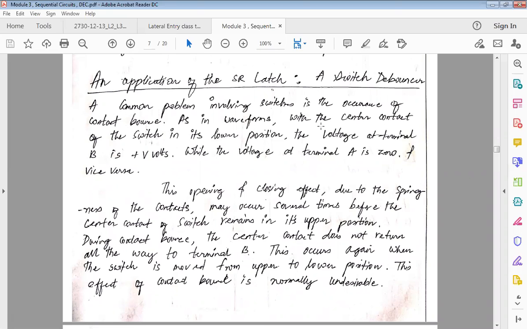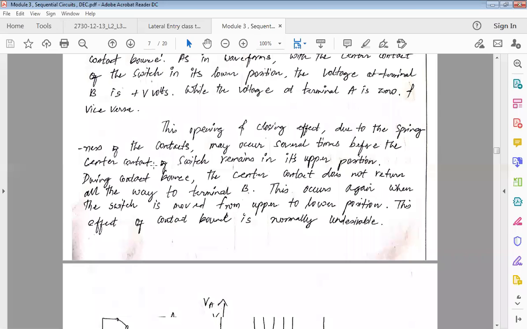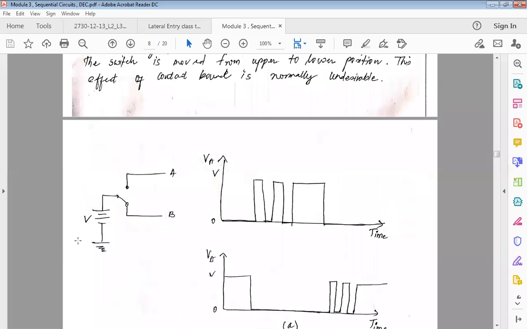As in the waveforms, with the center contact of the switch in the lower position, the voltage at terminal B is plus V volts. So we are actually referring to this diagram. We have voltage V, and this is the ground, and we have terminals A and B. This can get connected either to B, or this can get connected to A. So how is it going to get connected?